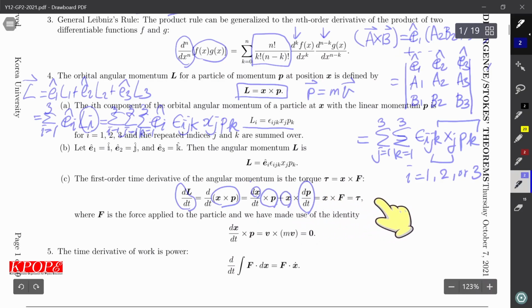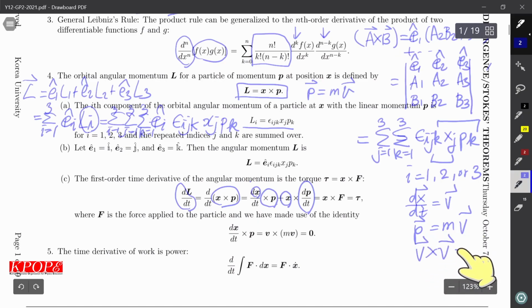Now we remember dx over dt equals v, and p equals m times v. So v cross v equals the zero vector. So this one does not contribute. And this is a force. So position vector cross force, that is a torque.